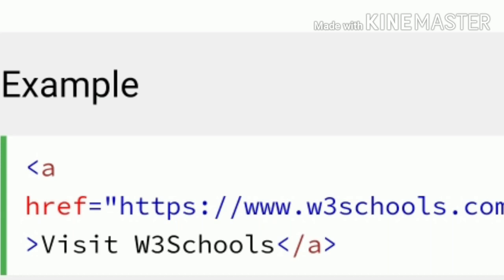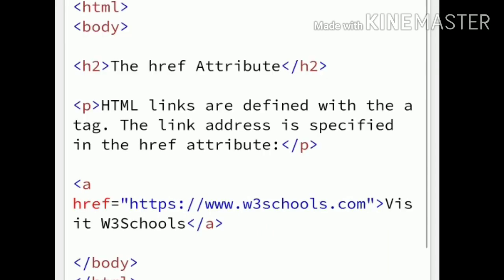HTML, body, h2, the href attribute, closing h2. Now we can start the paragraph. HTML links are defined with the a tag, within double quotation marks. The link address is specified in the href attribute, closing p.